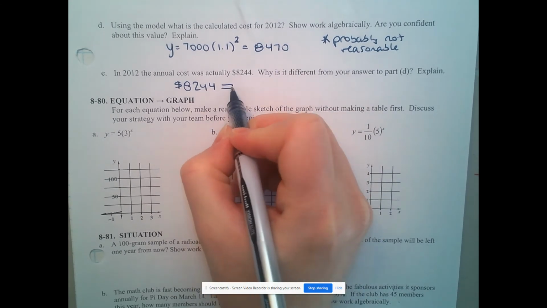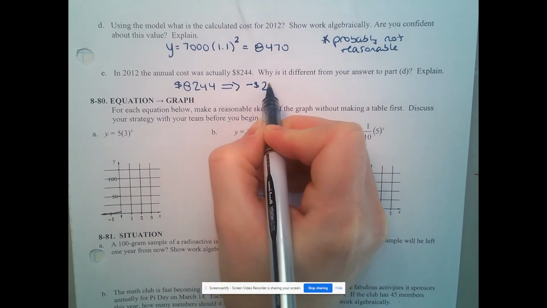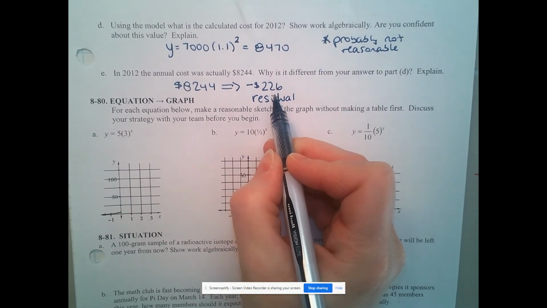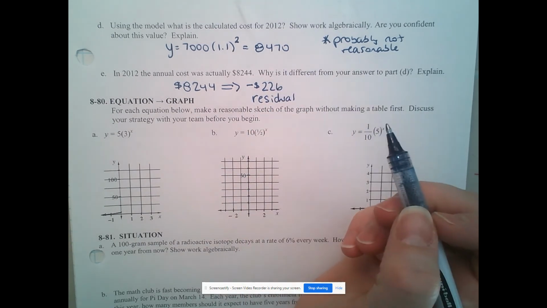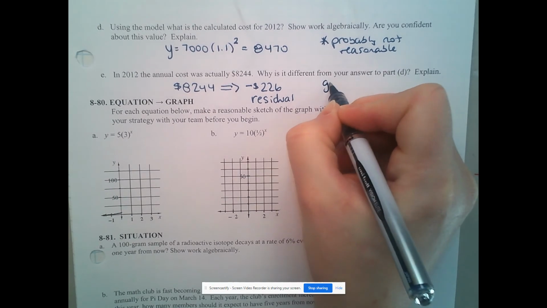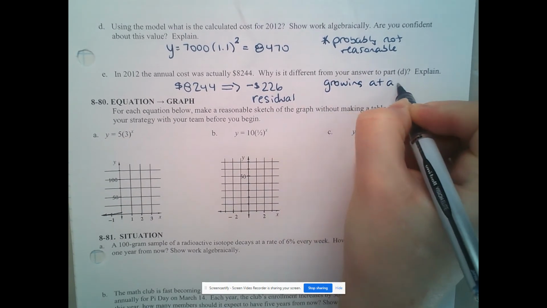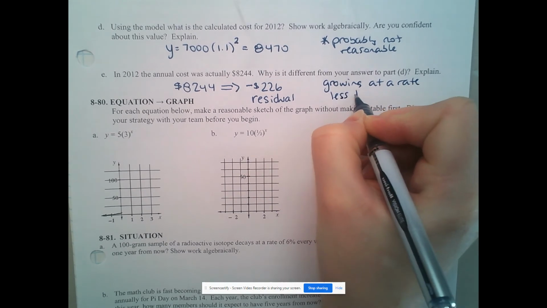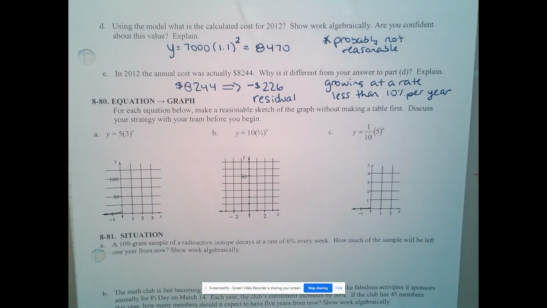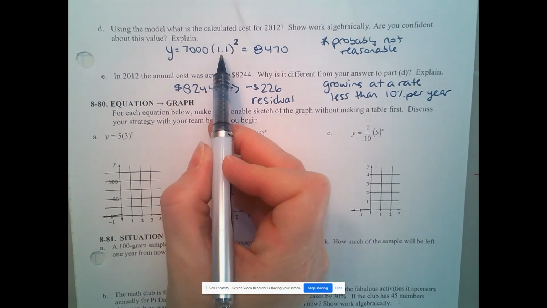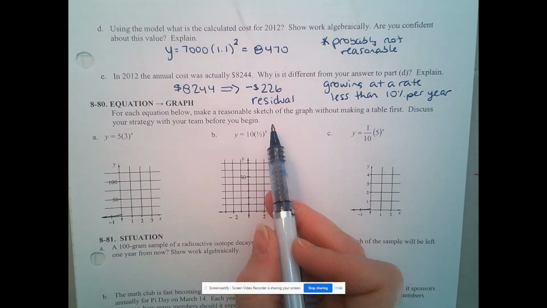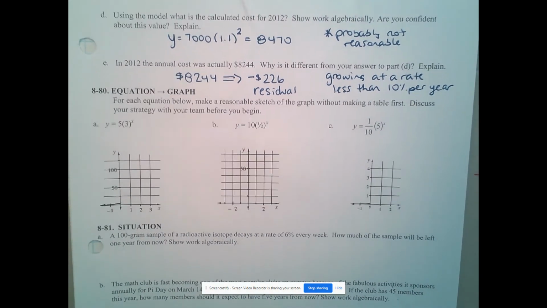Well, that means that it's got a negative 226 for the residual, right? Our actual came in at 226 lower than our expected. It implies that fees are actually growing slower than 10% per year. So growing at a rate less than 10% per year. And the 10% was because the 1.1 means growing because it's greater than 1. The 0.1 is your 10%. We didn't actually grow by 10%. So we would say growing at a rate less than 10% per year.